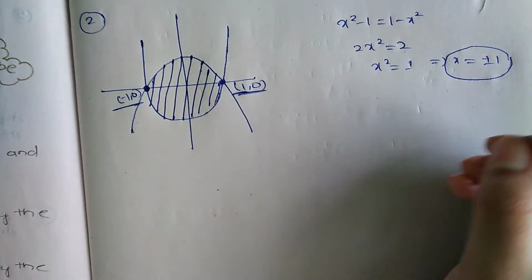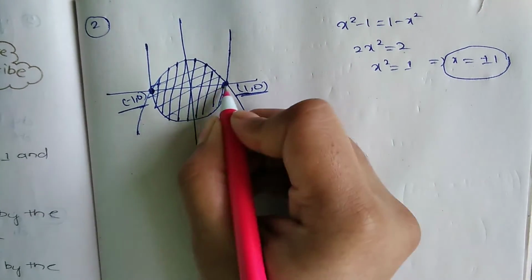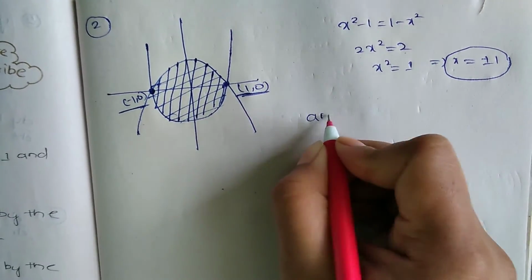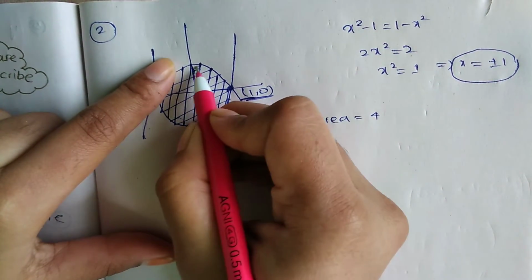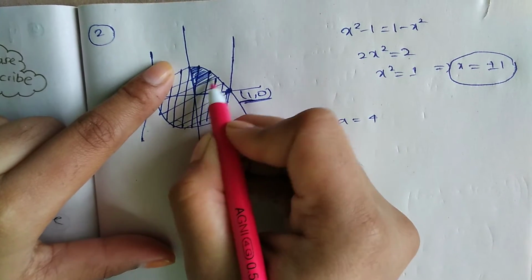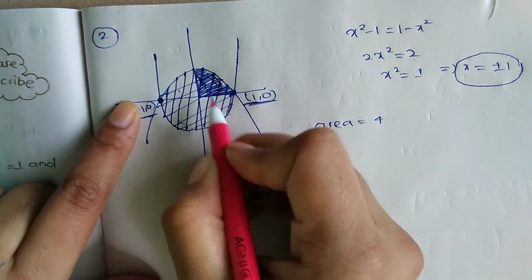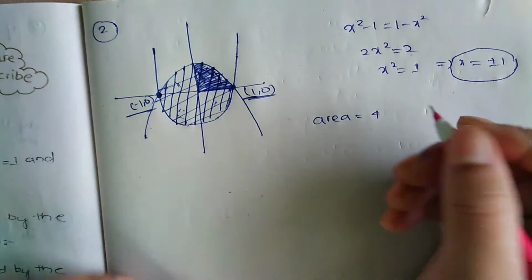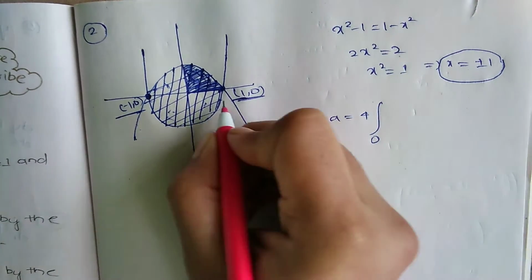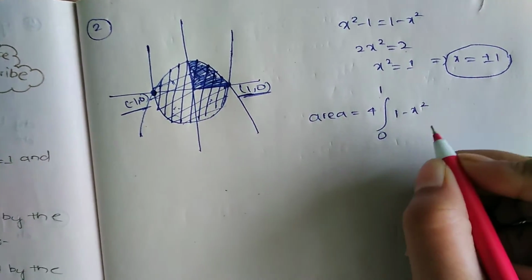Now, how do you find the area enclosed here? Area is equal to 4 times, I am taking this part first. All 4 parts are symmetrical, so I'll take this part and multiply it by 4. 4 times the integral from 0 to 1 of (1 - x²) dx.